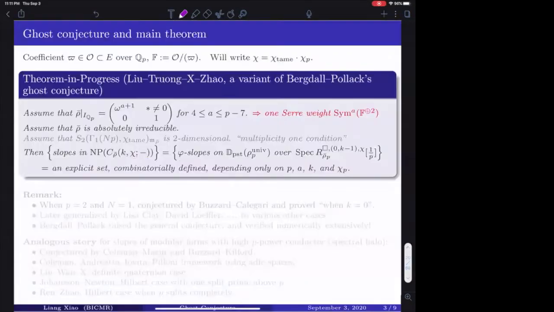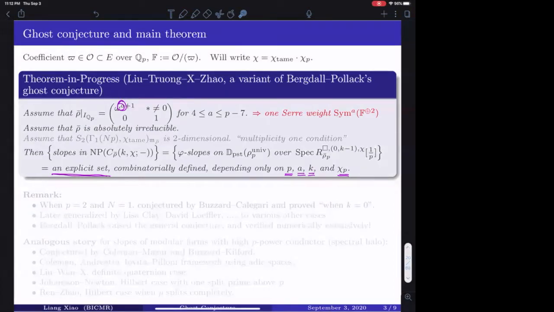The first part is not surprising, but what's maybe interesting is that there's a way to give an explicit set of what this should be, relatively easier to calculate, and it's computationally defined. What's more is that this only depends on the prime p, the a, which is this a here, the weight k and chi_p. It will not depend on the global rho bar. In fact, it will not depend on whether we're talking about modular forms. You can talk about U(2) Shimura varieties and whatever. It will be the same thing, as long as locally it looks like GL_2(Q_p). That's the only condition. And also, of course, the shape of rho bar. This will be clear when we set things up later.